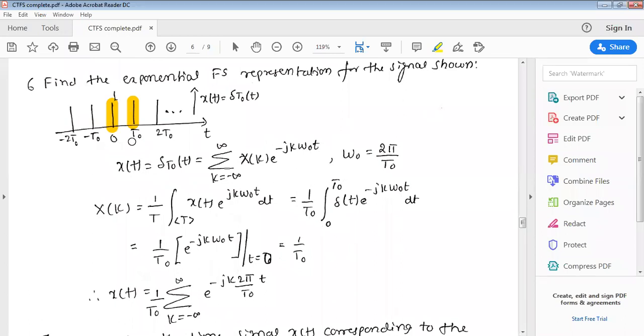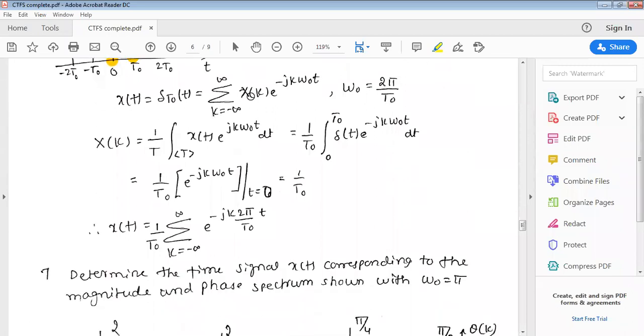What is this value? This is for delta of t. Delta of t is equal to 1 at t equal to 0, otherwise it does not exist. So take delta of t into e power minus jk omega naught t. I missed the minus here. This should be minus jk omega naught t. So delta of t exists only at t equal to 0. When you put t equal to 0, this value will become 1 and this value will also become 1. So the total value will become 1 only and there is no integration.